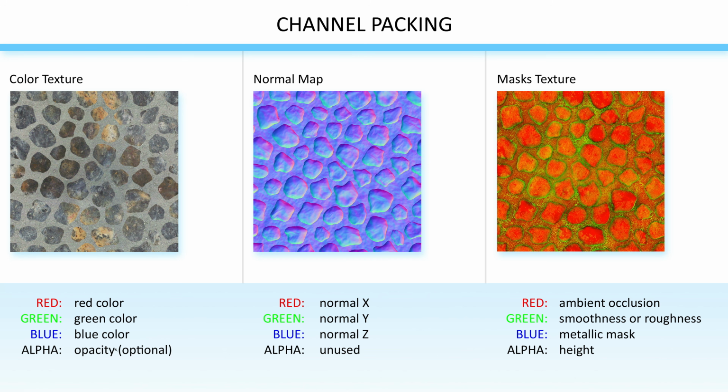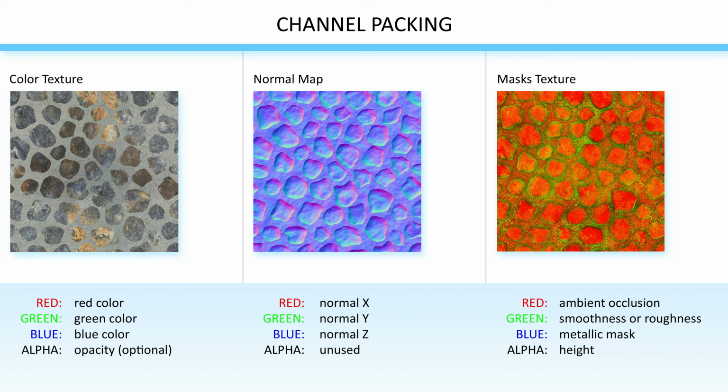So here we have our color texture with optional opacity. We have our normal map with XYZ, and we're not using the alpha channel of the normal map. And then in our mask texture, we have our ambient occlusion, our smoothness, or our roughness, depending on which engine we're using. And we have our metallic mask, and we have our height. So this is a pretty typical way of packing textures. And this scheme covers pretty much every type of 3D asset, but it's a little bit wasteful.